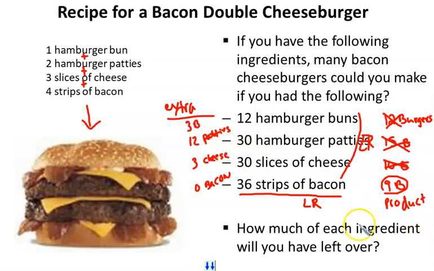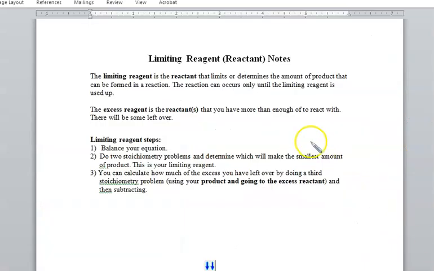Okay, so here we go with the chemistry. This is in your note page, and this is just giving you the definitions of limiting reagents. Reagent, again, is a reactant. It's what's going to limit or determine the amount of product that can be formed. The reaction occurs only until the limiting reagent is used up, and then the reaction is going to stop. Excess is what you're going to have left over. It's going to be reactants that you've got more than enough of, so you've got extra.